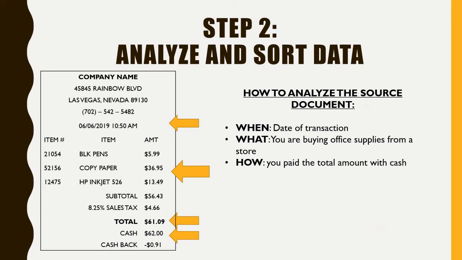The why is pretty straightforward, right? Why do you need to do this business transaction? It's pretty straightforward, right? I ran out of office supplies, that's why I need to buy them. So here we look at the receipt. The receipt or the source document should give you enough details to answer the what, the when, and the how, right? When did the transaction happen?